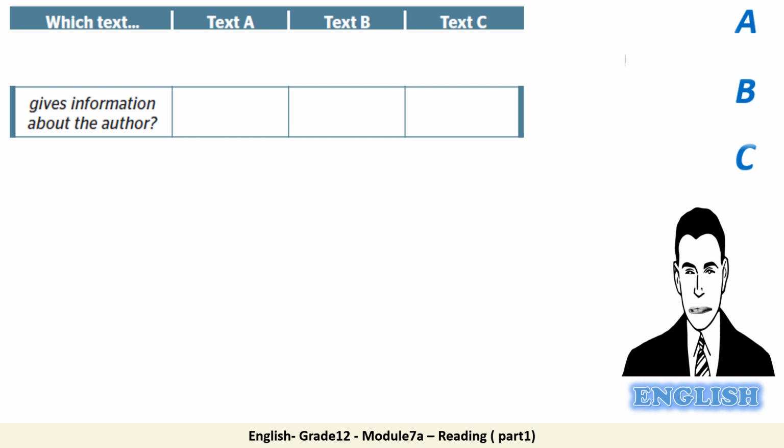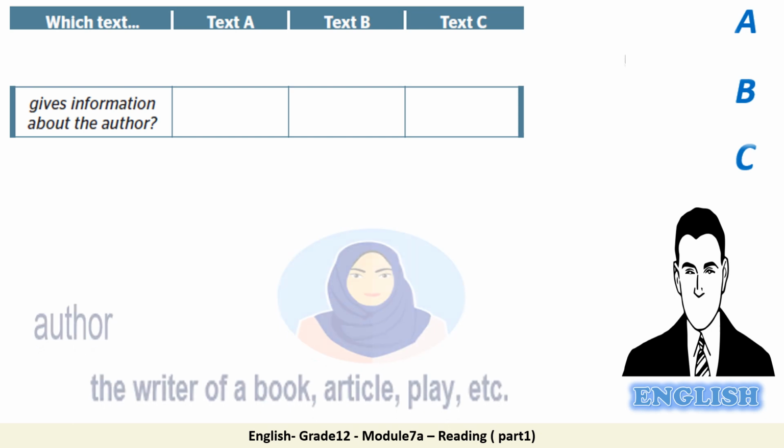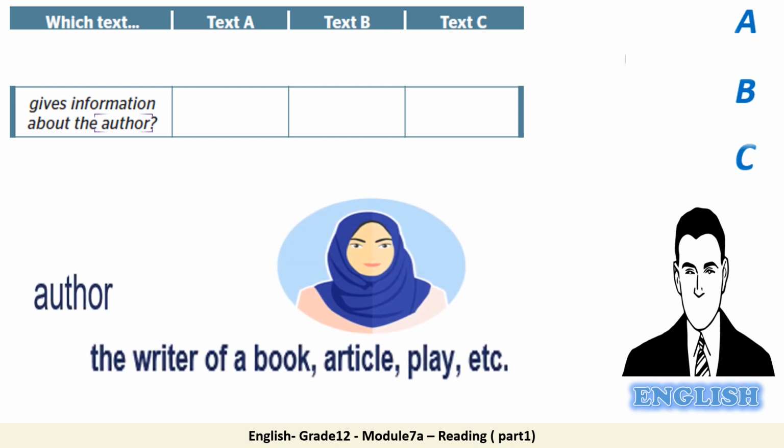Which one gives information about the author? Look at the definition of the word author, and you can decide which text or texts the answer is. That's why Text C gives factual information about an author and his life.